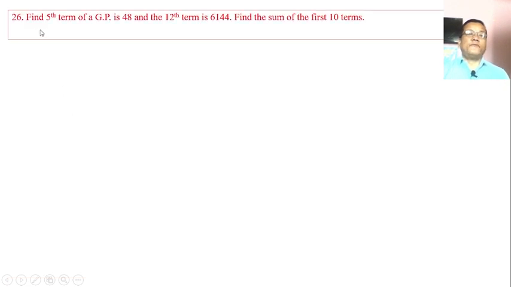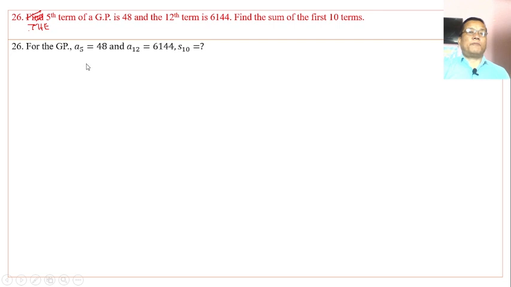Question number 26. The fifth term of a GP is 48 and the 12th term is 6144. Find the sum of the first 10 terms. The GP has fifth term value 48 and 12th term value 6144. We have to find the sum of the first 10 terms of this GP. First we need the first term and the common ratio, so note the conditions given.